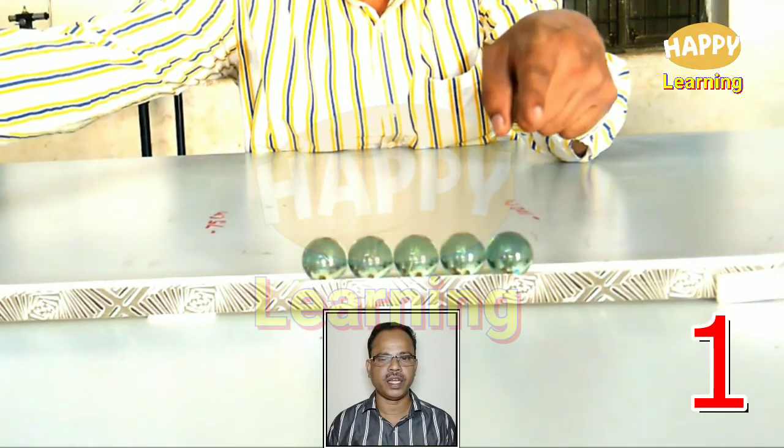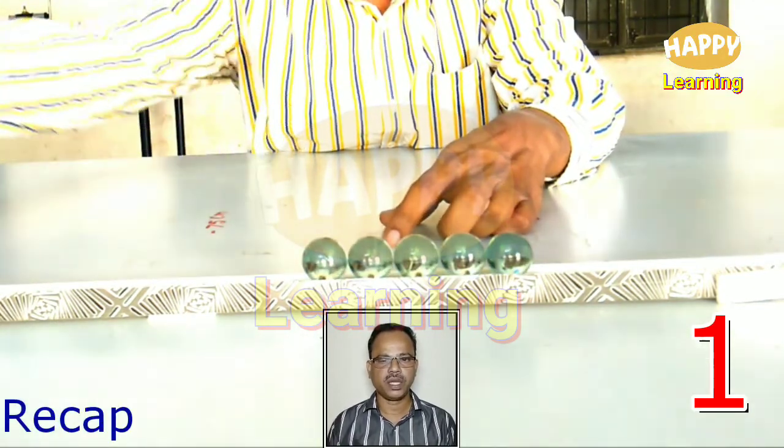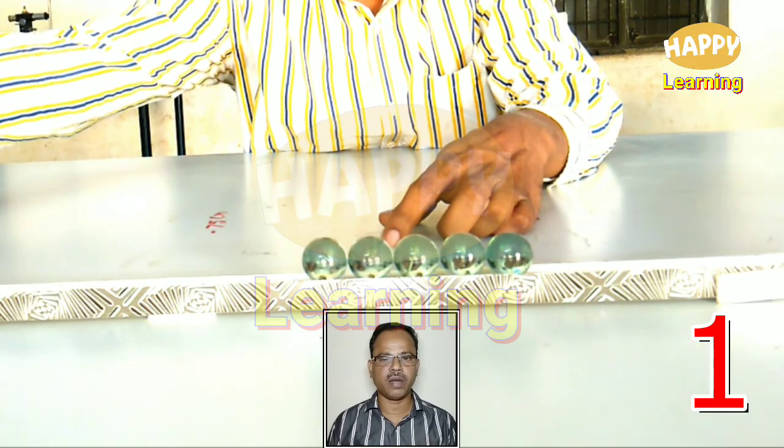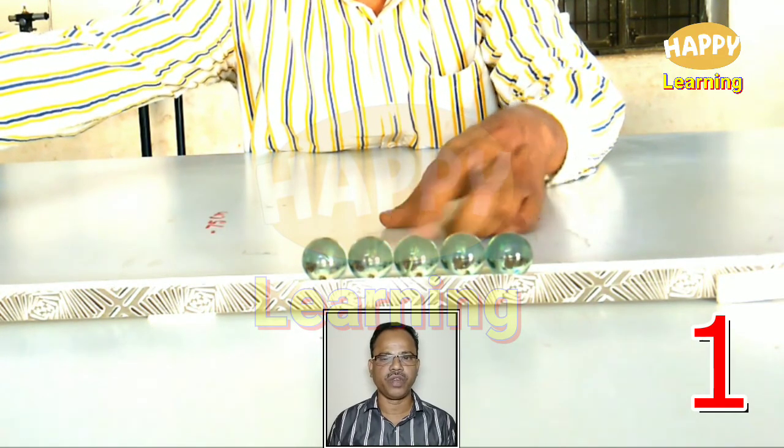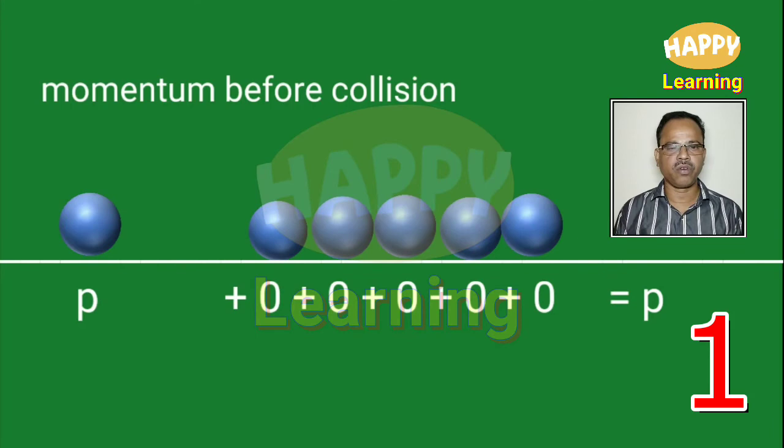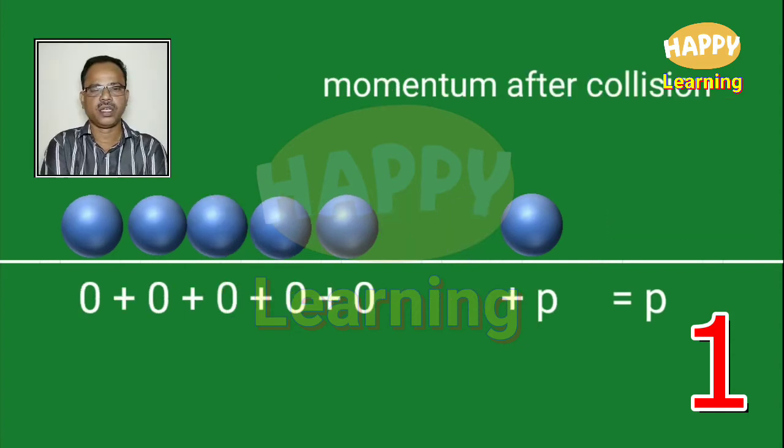It gets momentum and hits the remaining 5 marble stack. So this marble stops and in turn the marble on the other end starts moving. Observe it carefully. This is according to the law of momentum. Before collision, the momentum is P plus 0 plus 0 plus 0 plus 0, that is equal to P, and after collision, the total momentum is 0 plus 0 plus 0 plus 0 plus P, that is equal to P. So total momentum before collision is equal to total momentum after collision.